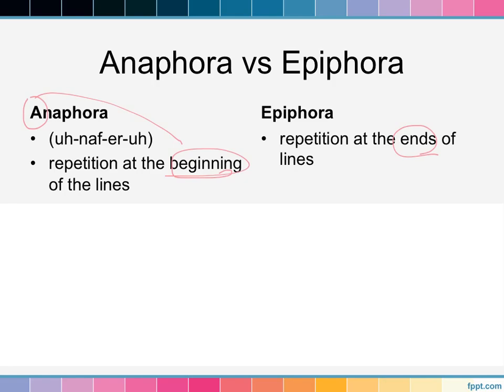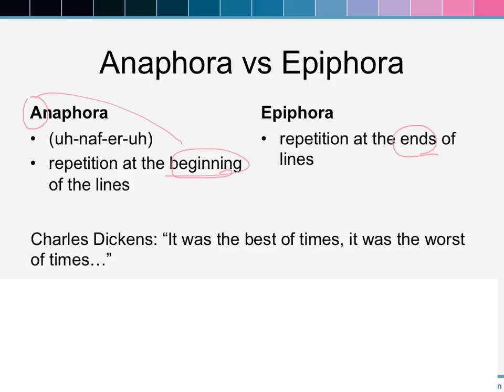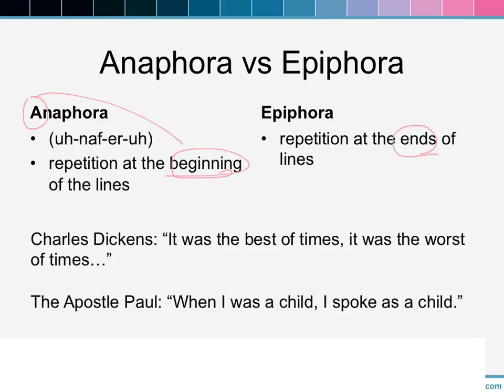I do have a couple of examples here, so let's see if we can figure them out. First, from Charles Dickens, it was the best of times, it was the worst of times. Obviously, you hear that repetition, so we can say that this is a type of repetition. When we're looking at it and we're looking to see, okay, is it at the beginning or at the end of the lines? This one could be tricky because it was the best of times and it was the worst. The only difference here really is best and worst.